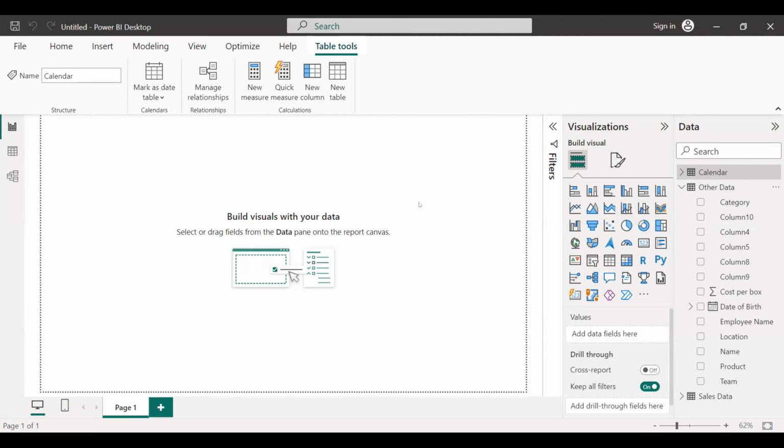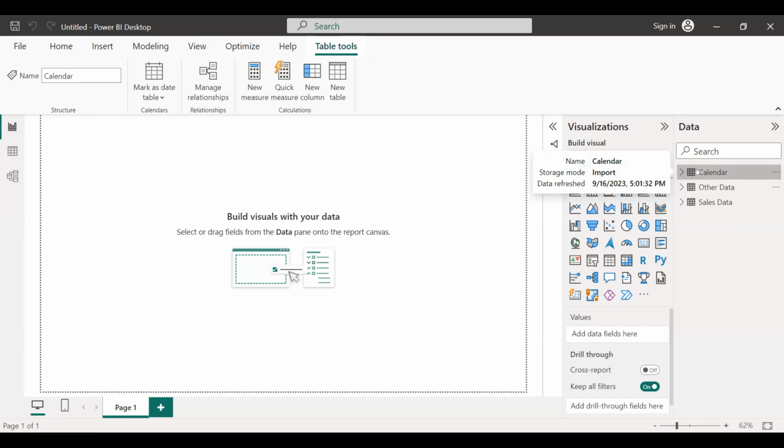We loaded the data from Excel to Power BI by using Power Query Editor. So these are the files which we loaded, and these are the data columns which I imported. One is the calendar table, and the others are other data and sales data.